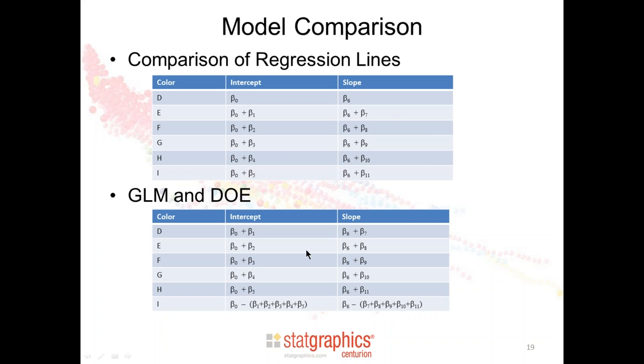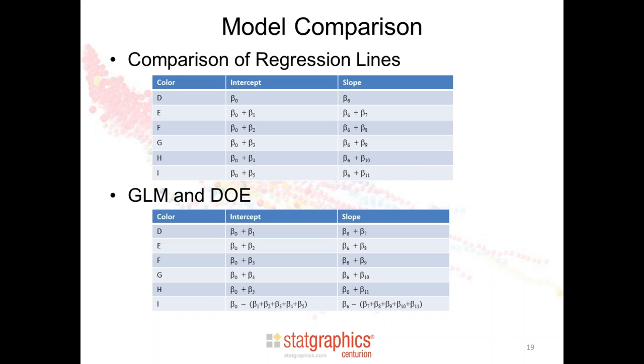With the coding we're going to be doing now, this is what the intercepts at the bottom of this screen look like for the different colors. The intercept for color D is now beta 0 plus beta 1, and you can see what the different intercepts are. The interesting thing is that if you add these up and divide by 6, you get just beta naught. So the average of the intercepts is beta naught, and over here the average of the slopes is beta 6. There are major advantages of doing it that way when you have multiple categorical factors, because when you're looking at graphs and predictions and want to average over the categories, you simply turn off all of the indicator variables.